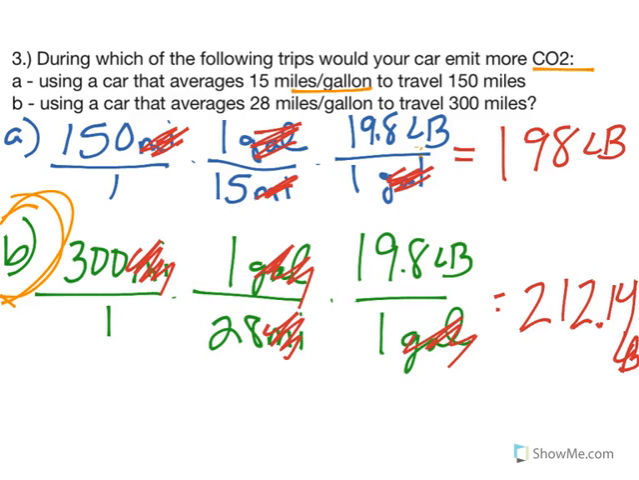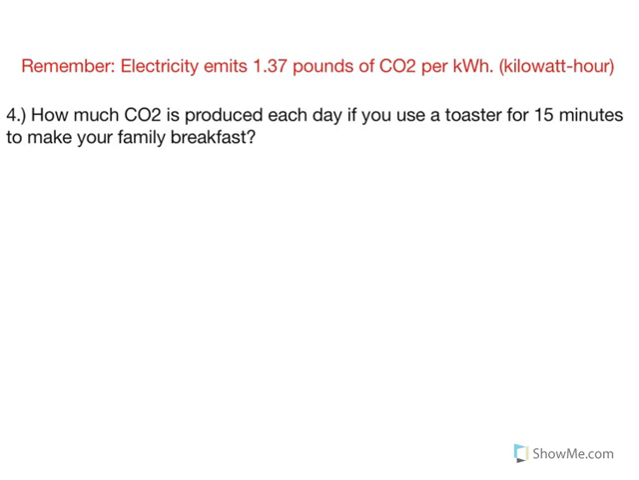All right, so there's a couple gas problems. And now we've got electricity. Okay, so how much CO2 is produced each day if you use a toaster for 15 minutes to make your family breakfast? Okay, so we're using electricity.